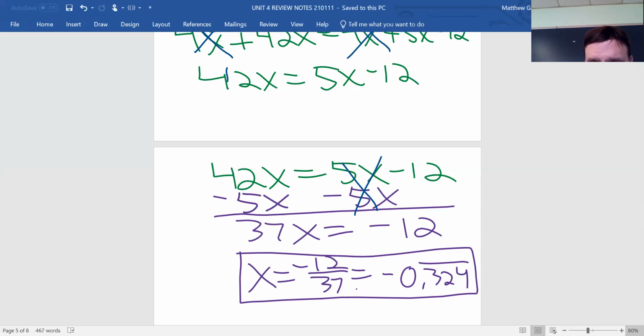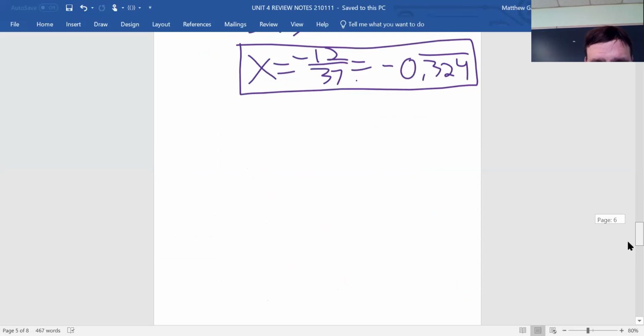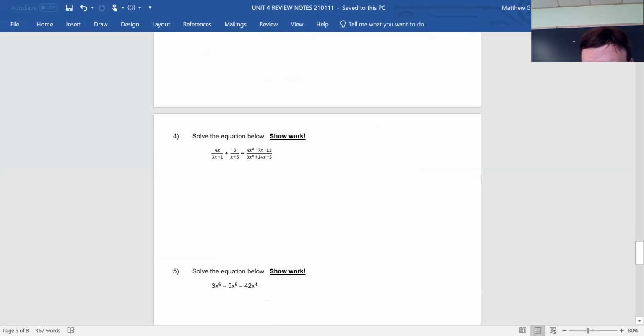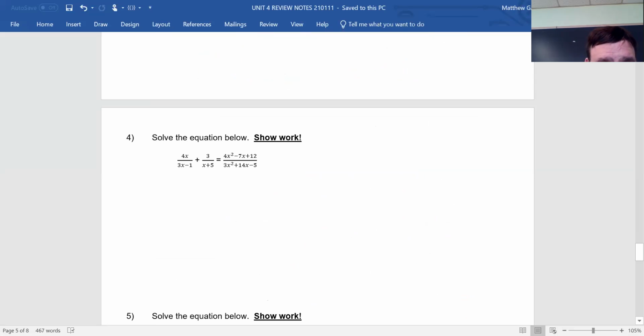So the next question is another rational equation. Okay. This one is probably not as difficult. It's a little bit different but it should work out the same. So I'll be back to go over question 4.